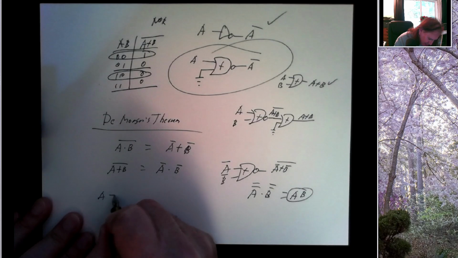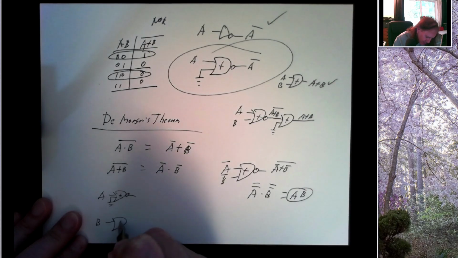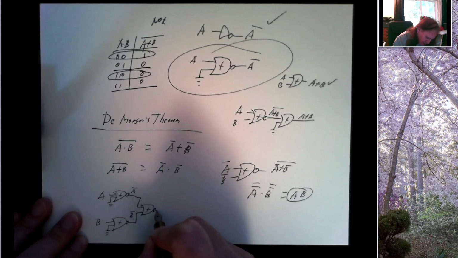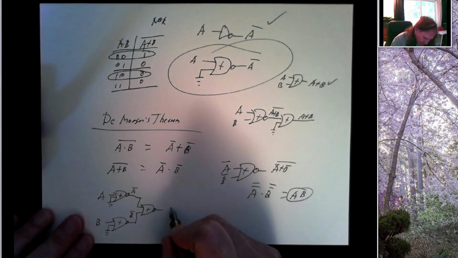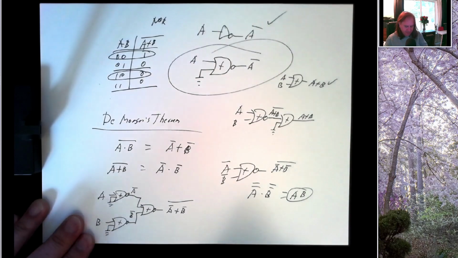I can take A, put it through a NOR gate with one input connected to ground, put B into another NOR gate with one input to ground. This gives me A bar, B bar. I can NOR those, and this will be A bar or B bar, bar.